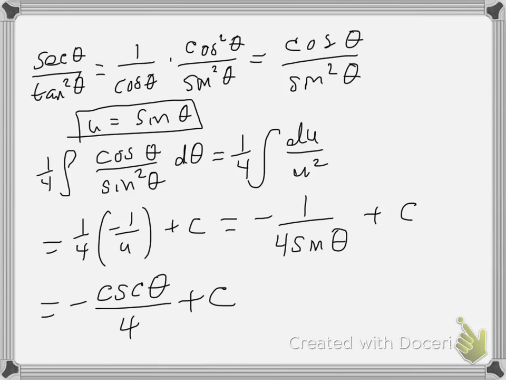Now we need to put everything back in terms of x. So let's use a right triangle again. So there's a right triangle. Here's my theta. This side I know is 2.